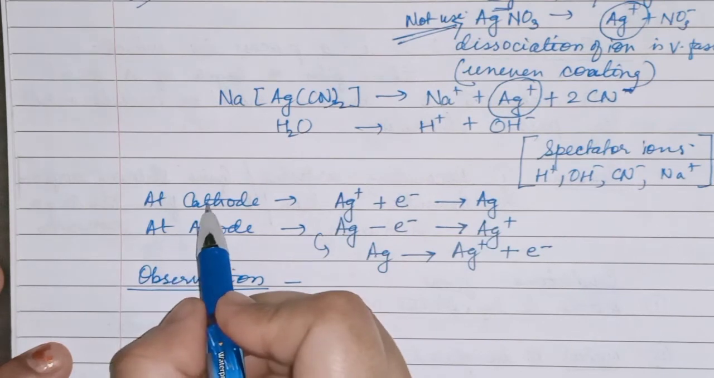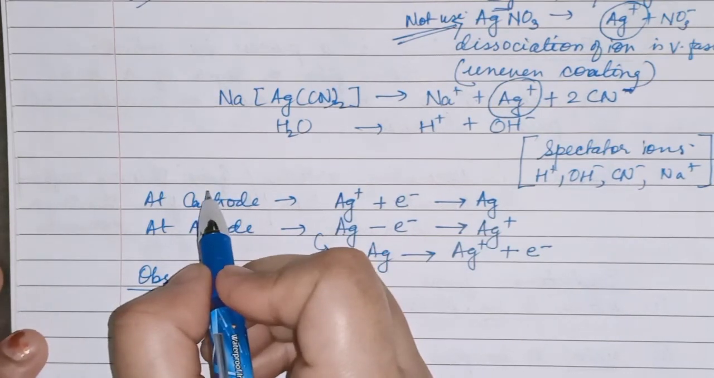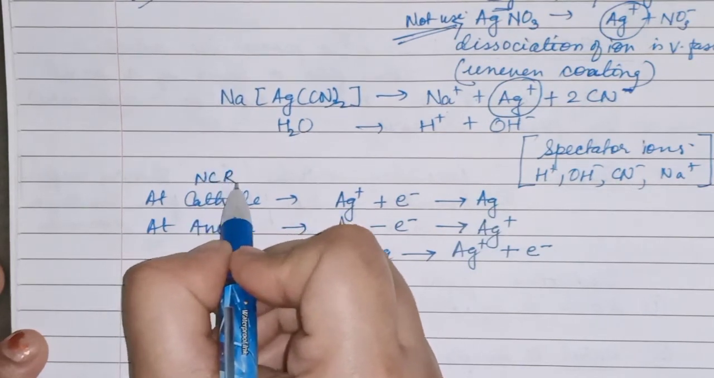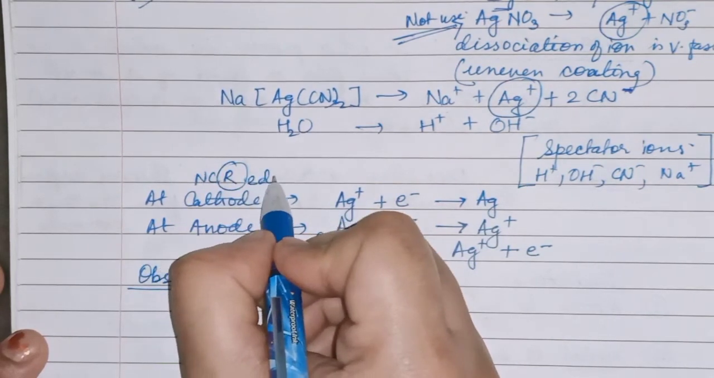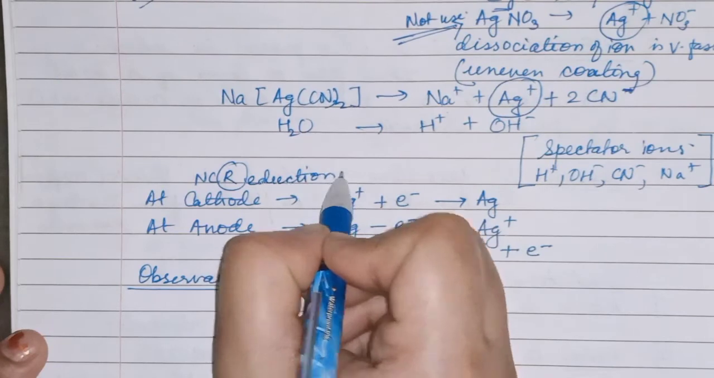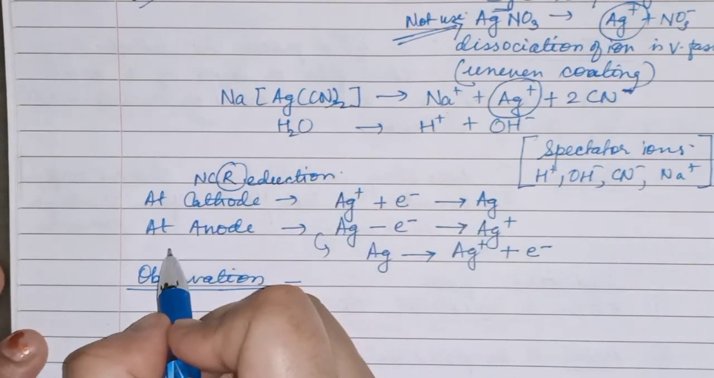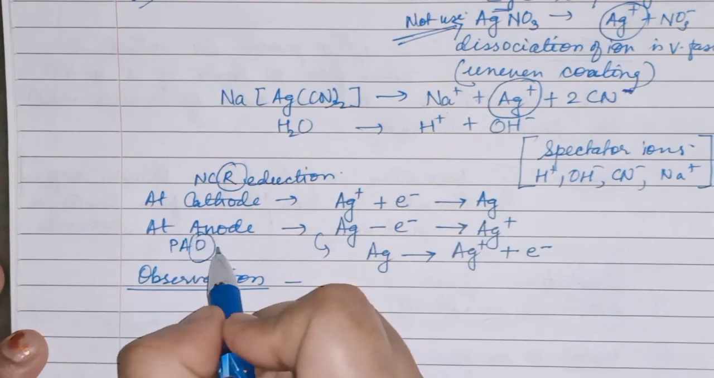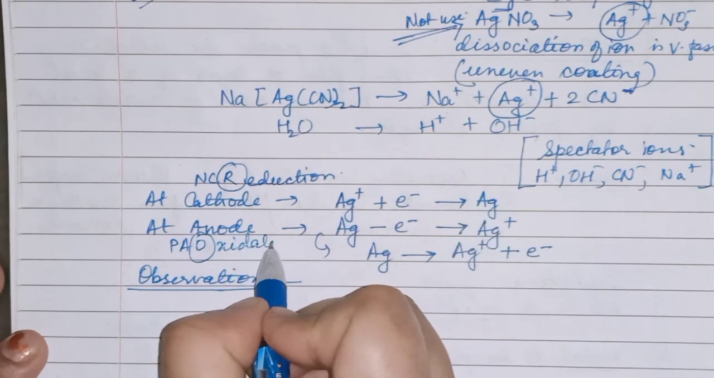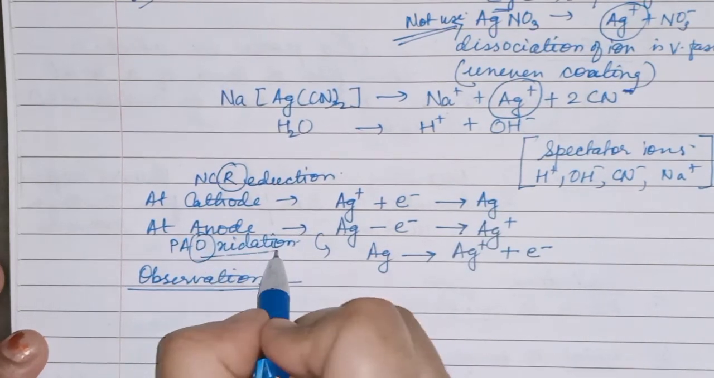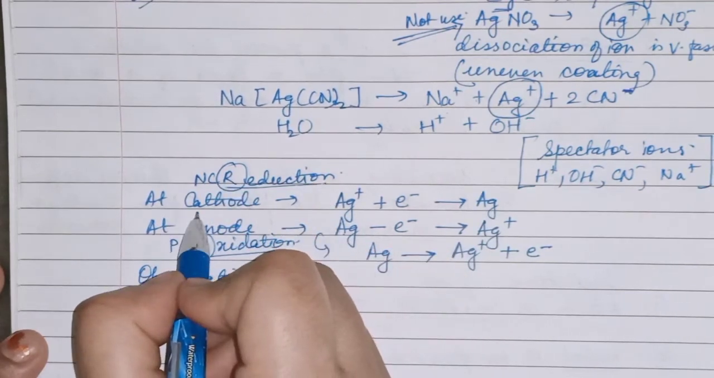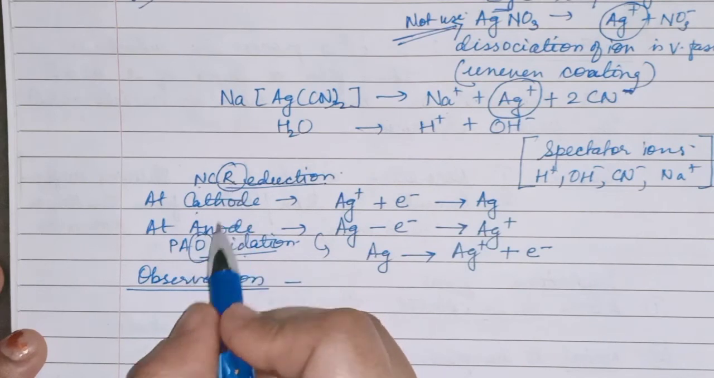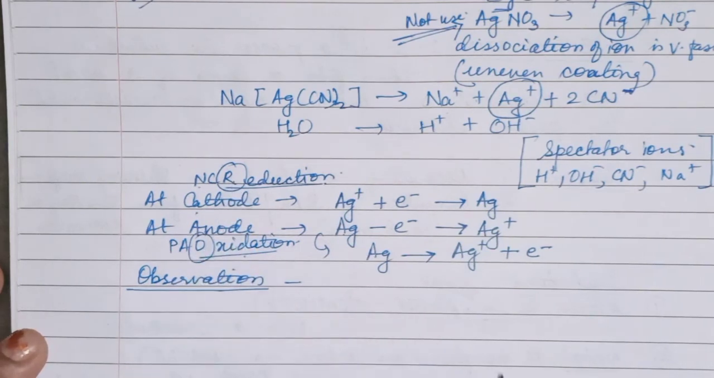One more thing, on the cathode what takes place, oxidation or reduction? So remember NCR, R means reduction. And at the anode? PaO, O means oxidation. So remember this point: reduction will take place at the cathode and oxidation will take place at the anode, NCR and PaO.